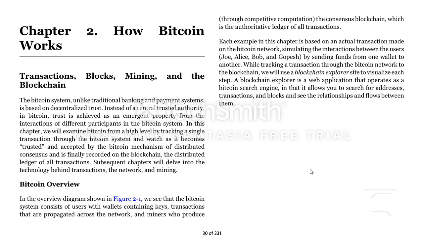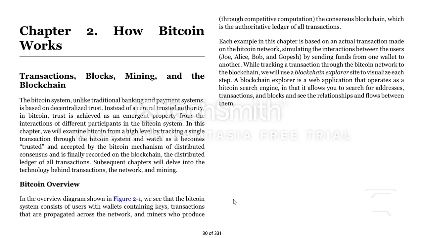Bitcoin Overview. In the overview diagram shown in Figure 2:1, we see that the Bitcoin system consists of users with wallets containing keys, transactions that are propagated across the network, and miners who produce, through competitive computation, the consensus blockchain, which is the authoritative ledger of all transactions. Each example in this chapter is based on an actual transaction made on the Bitcoin network, simulating the interactions between the users, Joe, Alice, Bob, and Gopesh, by sending funds from one wallet to another.